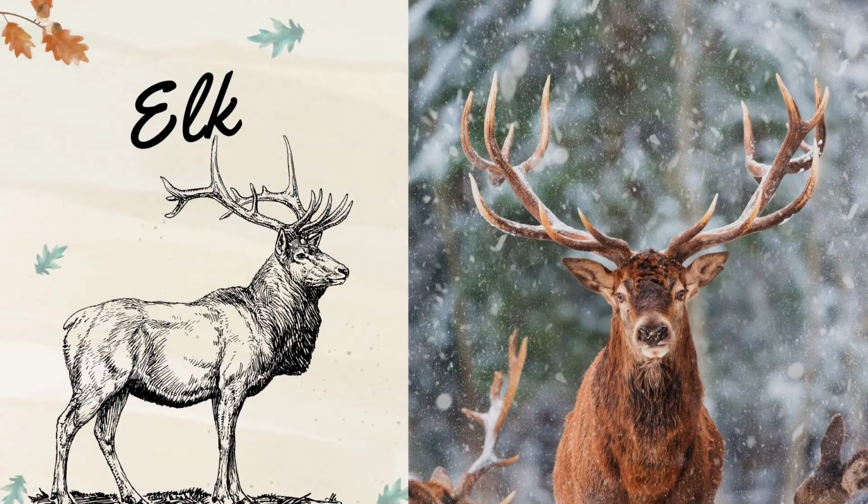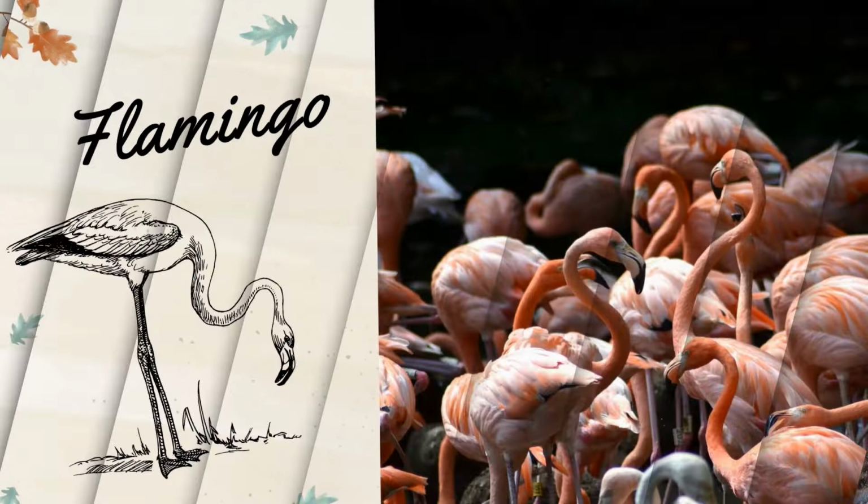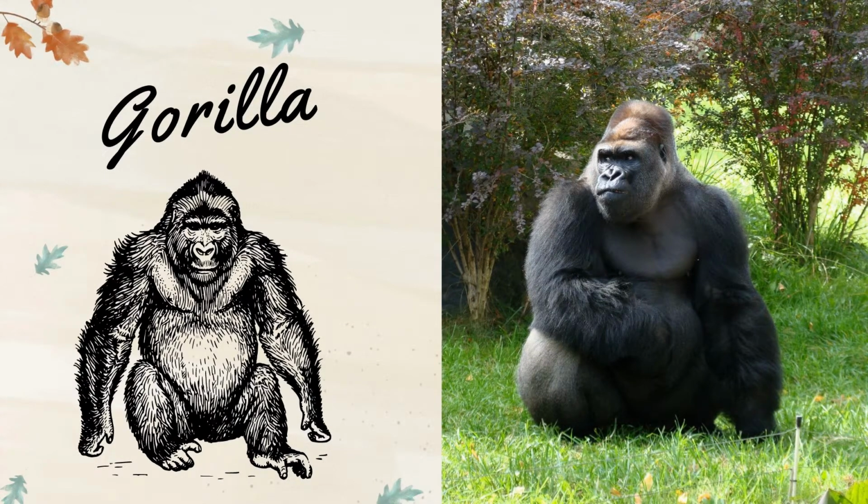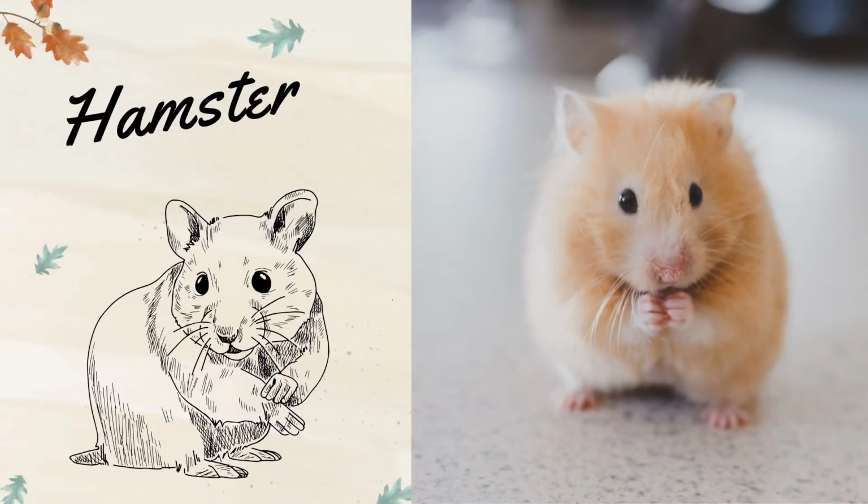E is for elk. Elk. Flamingo. F is for flamingo. Gorilla. G is for gorilla. H is for hamster. Hamster.